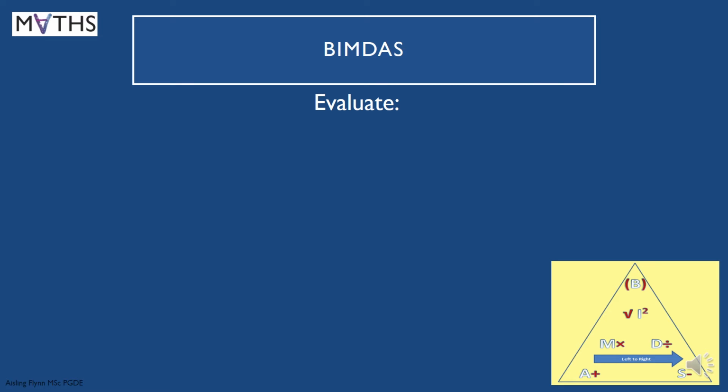Evaluate is the instruction word here. It means to find the value of, or to carry out the operations and find the outcome or the final result. So we should expect a single number answer. Here's my problem. Looking to our triangle, you see that we do have some brackets. So our first thing we should do is to identify that, and we should resolve the bracket until we have just one number for it.